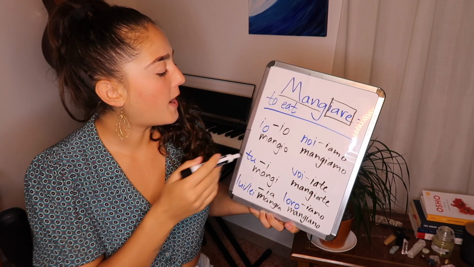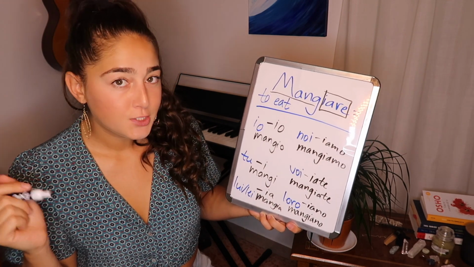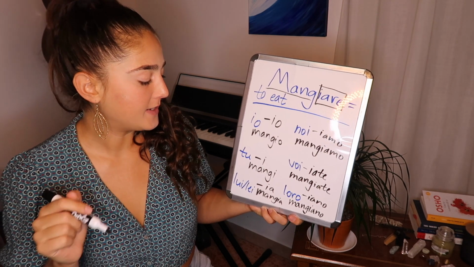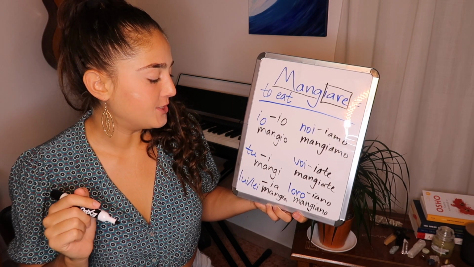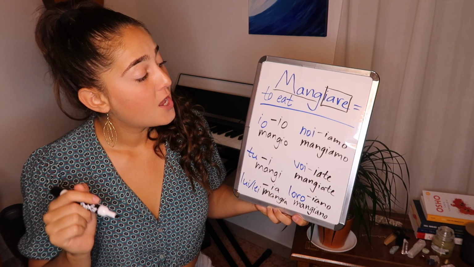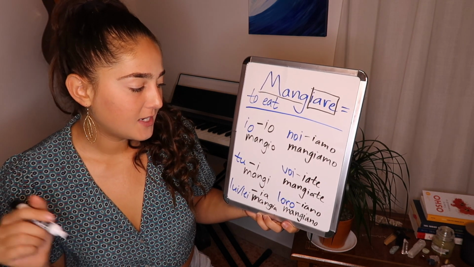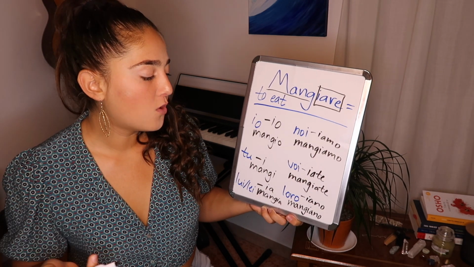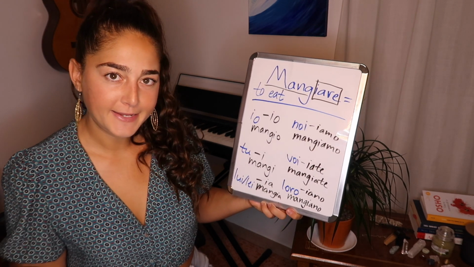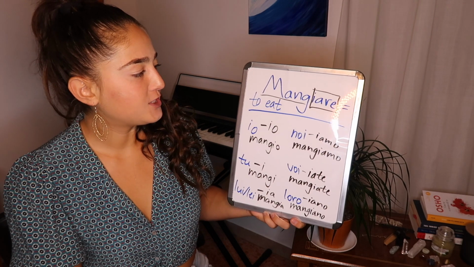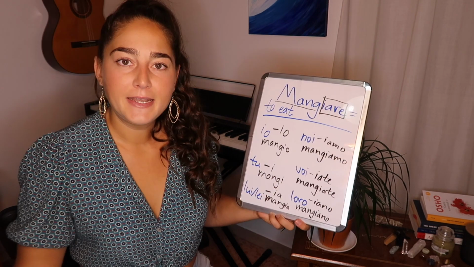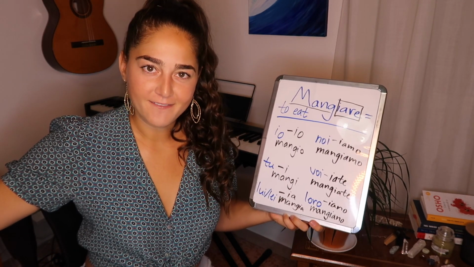So, io mangio, I eat. Tu mangi, you eat. Lui or lei mangia, he or she eats. Noi mangiamo, we eat. Voi mangiate, you all eat. And loro mangiano, they eat. So that's the full conjugation of an IARE verb. And now we'll move on to ERE verbs.